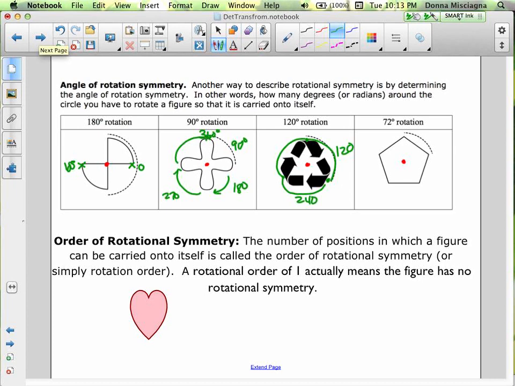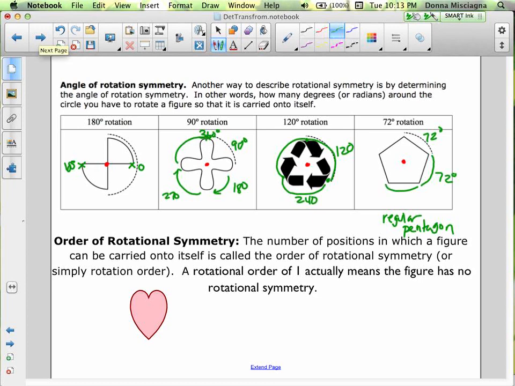So on our last one, this one has 72 degrees rotation. Now, how do we know that's 72 degrees? Let's think about it. If I go from here to here, it's going to be 72 degrees. This, by the way, is a regular pentagon. All pentagons do not have rotational symmetry of 72 degrees. As a matter of fact, the only pentagon that even has rotational symmetry is the regular pentagon. Only regular polygons are going to have it.